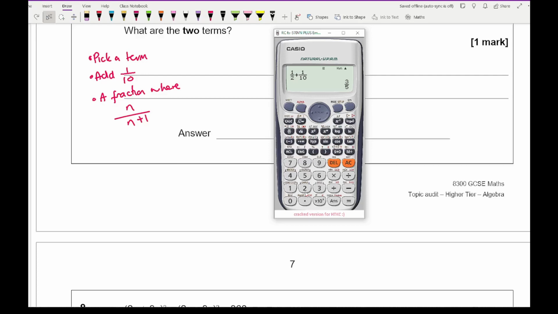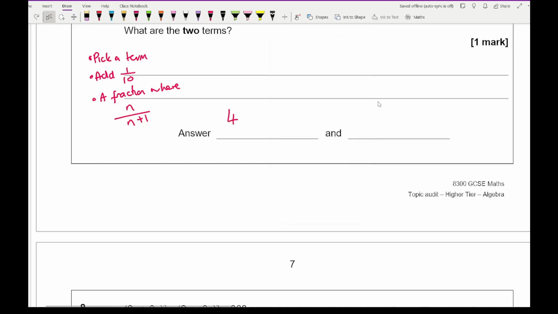So I try the next one, which is 2/3. So I try 2 over 3 plus 1 over 10 equals, and that gives me 23 over 30. So again, that's not going to work. So try the next one, 3 over 4 plus 1 over 10. That doesn't work because again I got a difference of 3. Then try the next one, which is 4 over 5 plus 1 over 10, and that equals 9 over 10. Now, as you can see, that has got a difference of 1, so there is my answer. So it's 4 over 5 and 9 over 10.